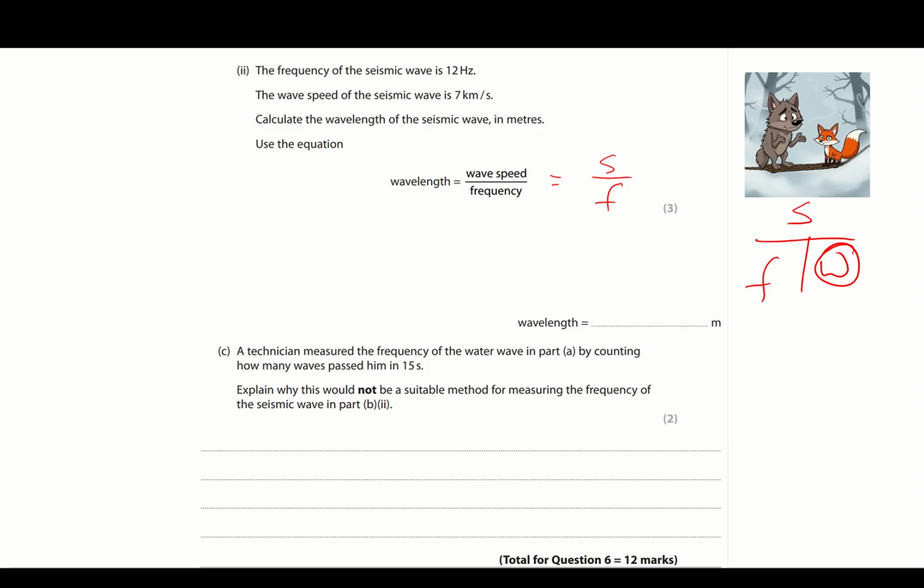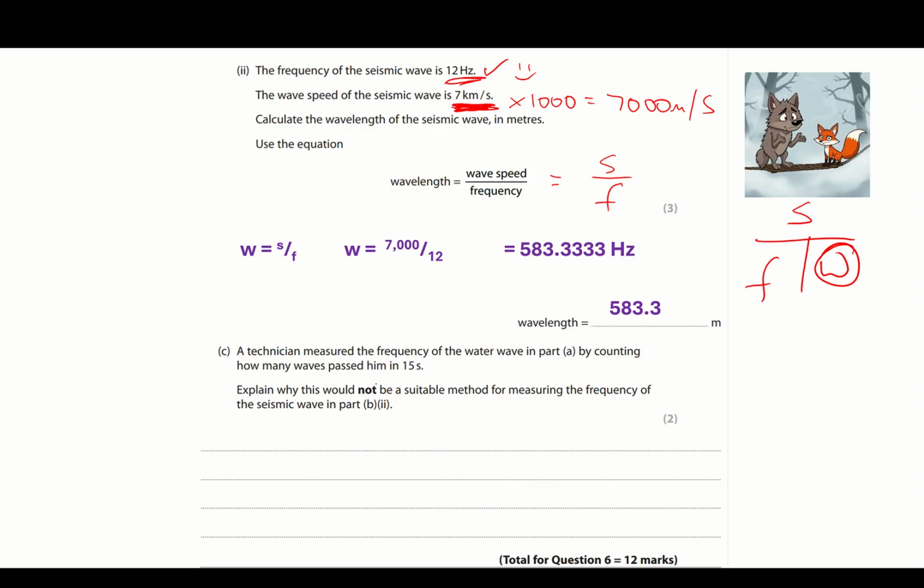So the wave speed is 7 kilometers per second. Nasty question. This needs to be in meters per second, so I'm going to have to times that by 1,000. Equals 7,000 meters per second. The frequency is in hertz though. Happy with you. Big smiles everywhere. So now I've just got to plug that in. So 7,000 is my speed divided by 12 equals 583.33333, 583 meters. Done.